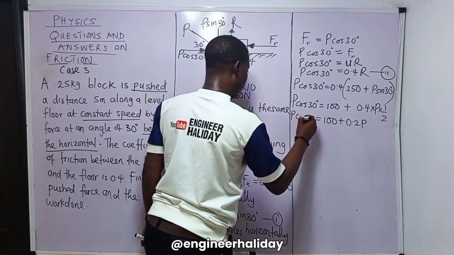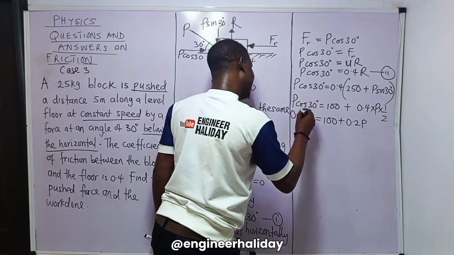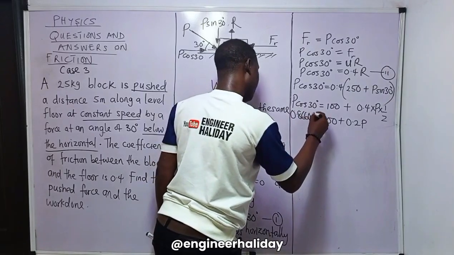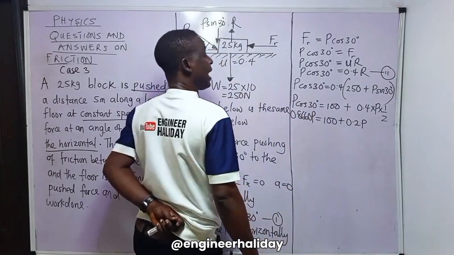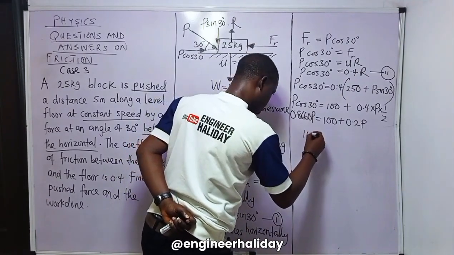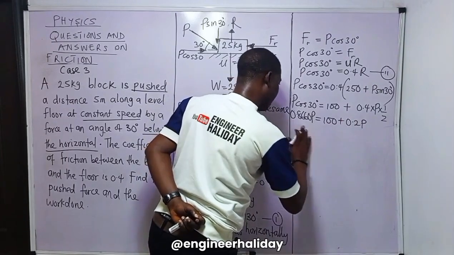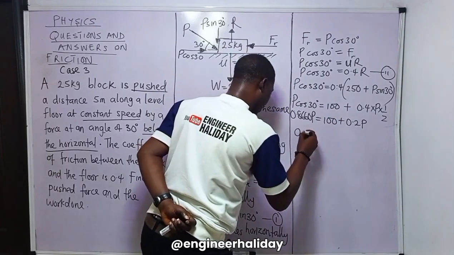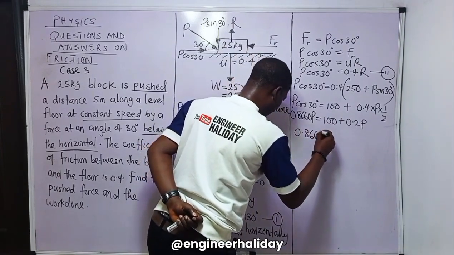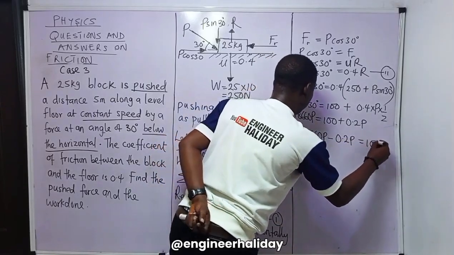P cos 30. Cos 30 is 0.8660 P. And let's collect like terms. If we collect like terms, 100 will remain there. Then we bring this one here, and we are going to have 0.8660 P minus 0.2 P equals 100.